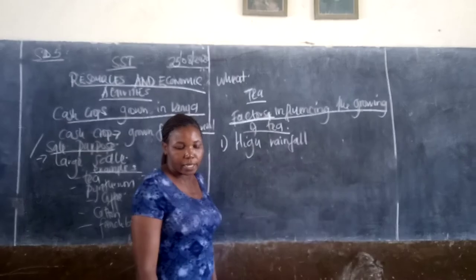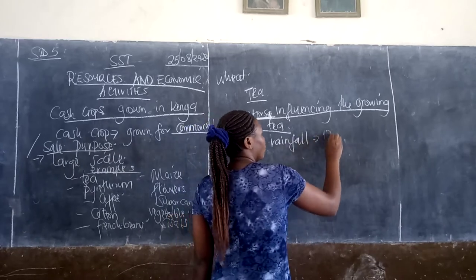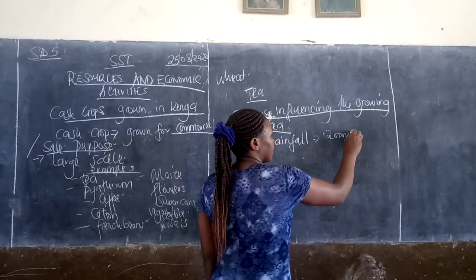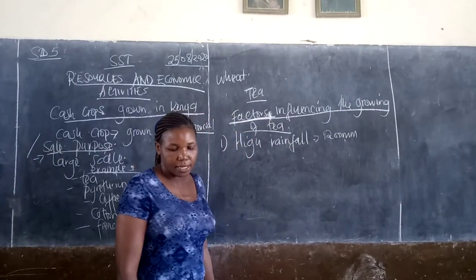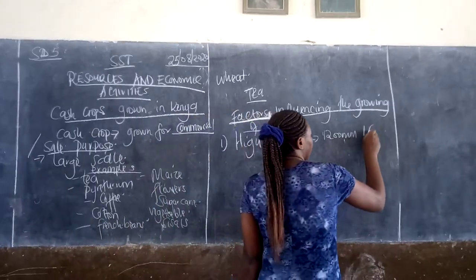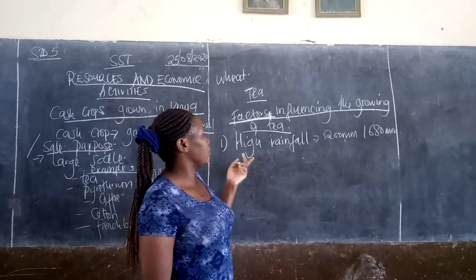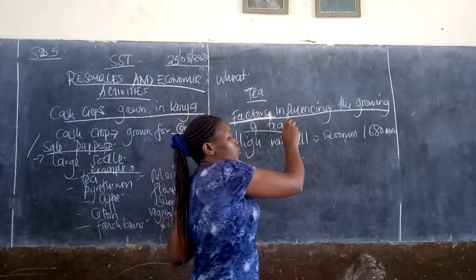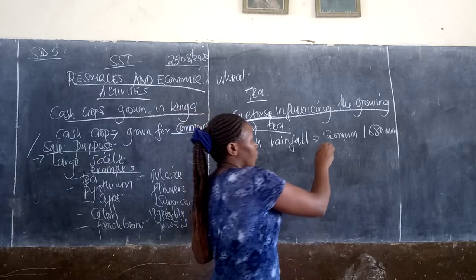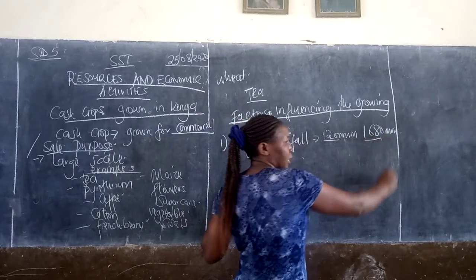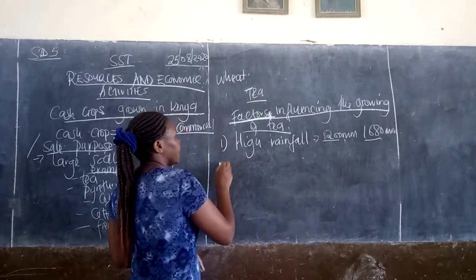Tea requires high rainfall of between 1,200 millimeters and 1,680 millimeters. Rainfall is measured in millimeters. This is very high rainfall that is required for tea. So one condition for tea to grow somewhere is that there must be high rainfall of between 1,200 millimeters and 1,680 millimeters.